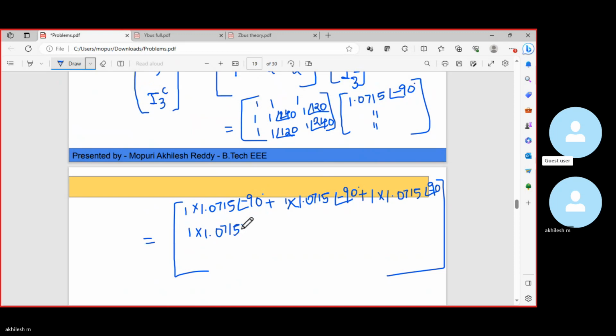Akhilesh, could you tell me the values, like the first one? Okay, no problem. I'll calculate. 3 into 1.0715 at an angle of minus 90. Take a bracket, 1.075, the angle will be there. If you press shift, at an angle of minus 90 you will get the magnitude. Shift equal to, and you see the rectangular form. First you will get the rectangular form when you do this.